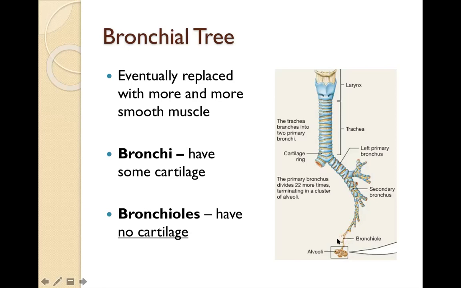This brings up the important difference between a bronchus and a bronchiole. If you were to look at a histologic section of a bronchus, or plural bronchi, there would be some degree of cartilage in it. Bronchioles have absolutely no cartilage. That's how you can tell the difference between a bronchus or bronchi and a bronchiole or bronchioles.